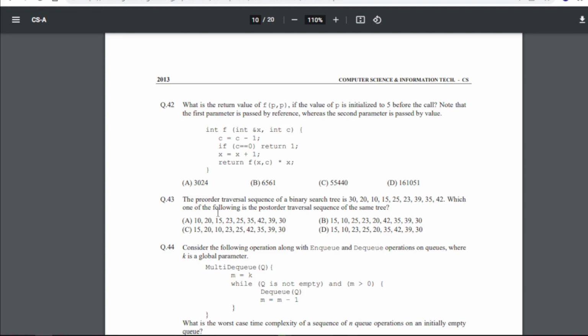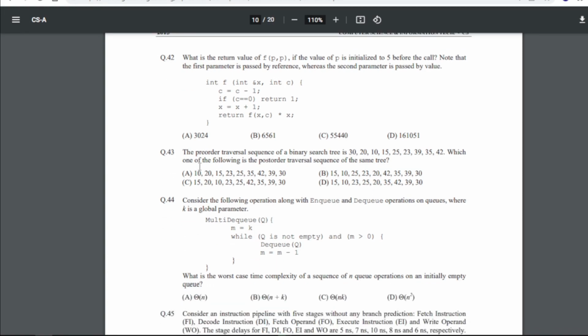So 43, the pre-order traversal sequence of a binary search tree is this one. Which one of the following is the post-order traversal sequence of the same tree? Right, we have been given the pre-order. On the basis of that, we have to find the post-order. Okay, so as you know that pre-order is basically nothing but a first time visit, right? So you can form a tree on the basis of this, right? And then you can get the post-order traversal.